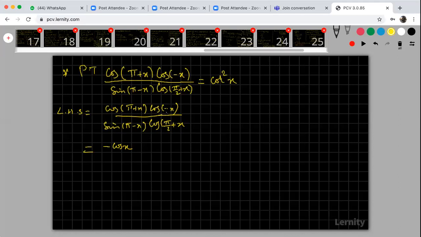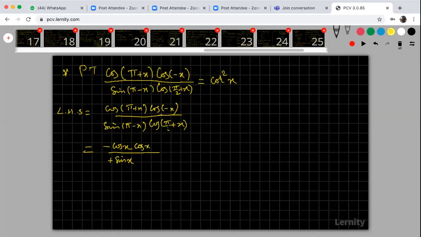Okay, and we have the second identity. Look at the second identity. Cos of minus x is cos x only. No minus. Okay, divided by sine of pi minus x. Pi is coming, so don't change this function. Okay, and this belongs to the second quadrant. Therefore, sine is plus only. Okay, but look at that.